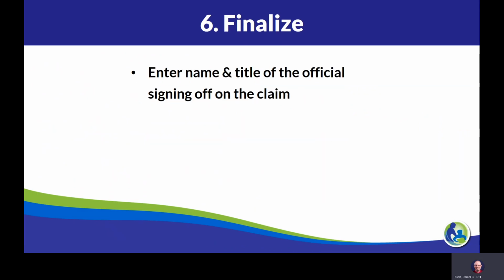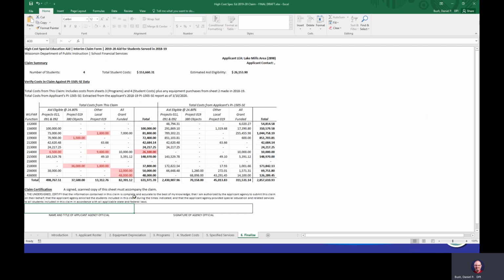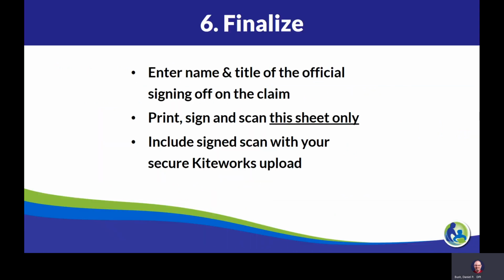At the bottom of the claim, you're going to want to enter the name and title of whoever is the official that's going to be signing off on it, print it, have them sign it, and then scan this sheet only. Do not print the other tabs. Those are protected student information. Only the finalized sheet gets printed and scanned, and then the scan sheet gets included in your KiteWorks upload. So down here is the agency official. You enter that, print the form, and you'll be ready to submit. That is the new interim claim form.